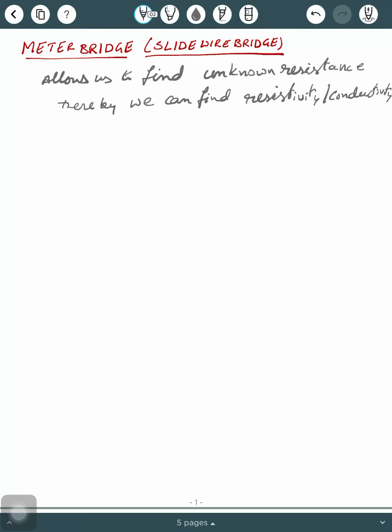You may ask, sir, we can figure this out using a simple Wheatstone bridge, why do we need to go for a meter bridge? By using a meter bridge you can figure out the unknown resistance more accurately.